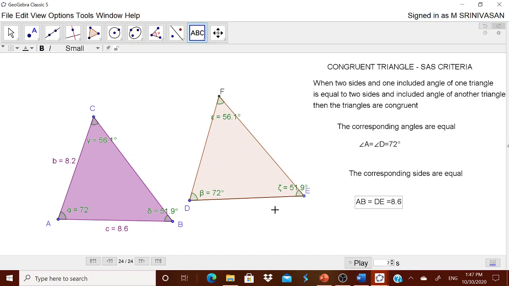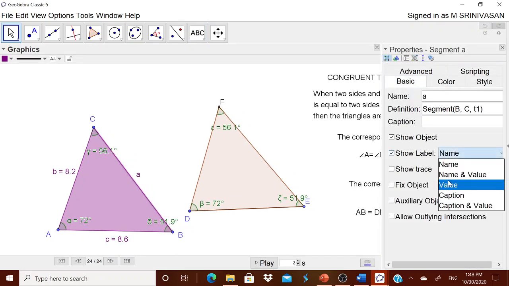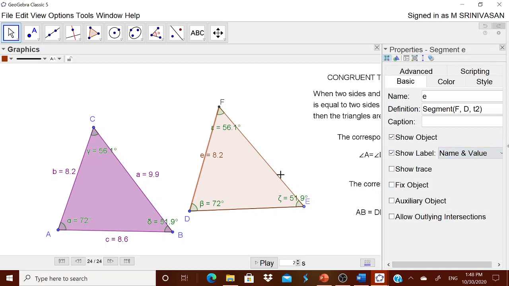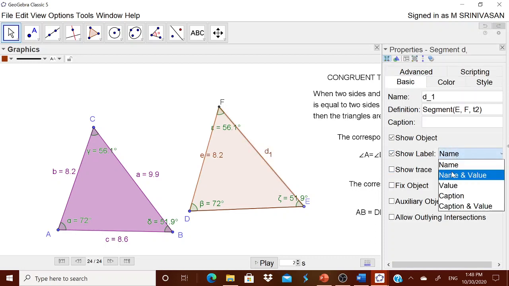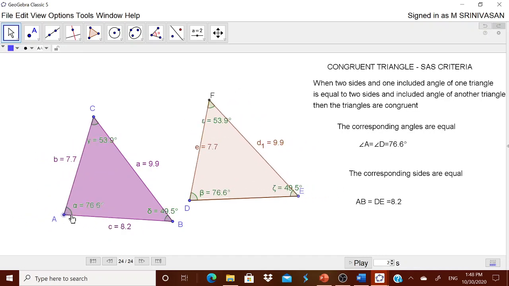Similarly, you can tell them that BC is equal to EF. Just to show them, press escape and come over here, go to object properties, and in the basic tab, in show label, choose name and value. Okay, you can show them. Similarly here also, touch it and go for name and value. Now from the figure itself, the child can understand that this is 8.2, this is also 8.2, this is 9.9, this is also 9.9. Therefore, whenever I'm pulling and pushing, the sides are also equal.